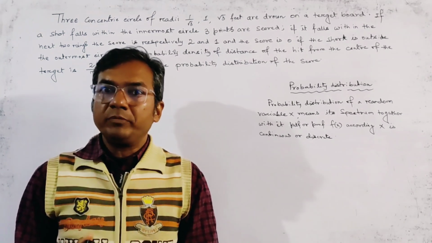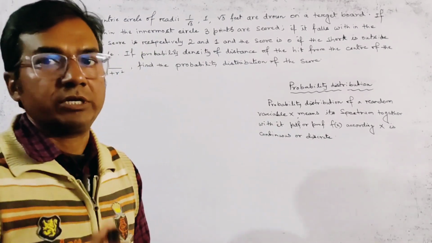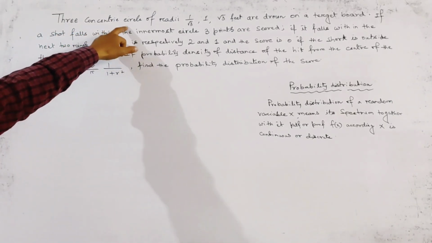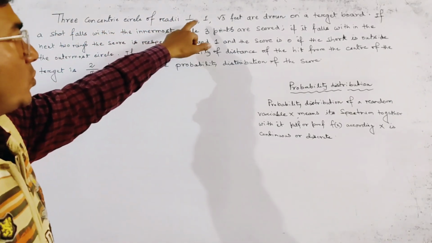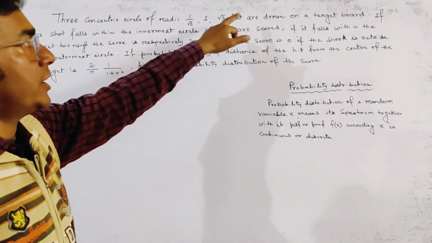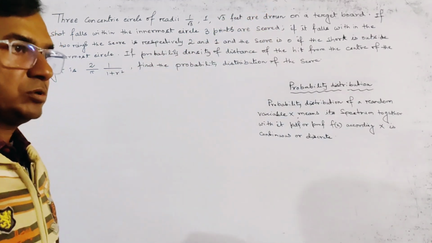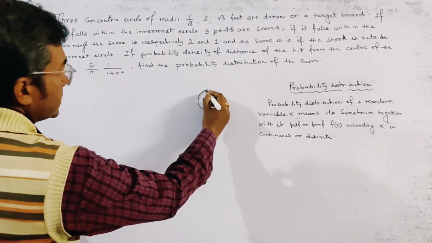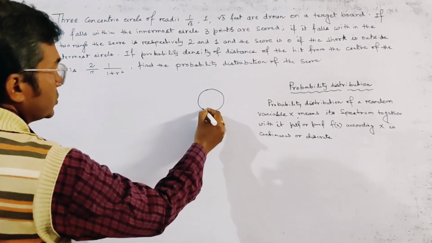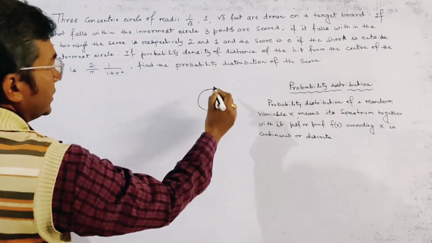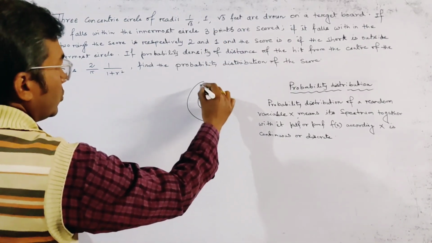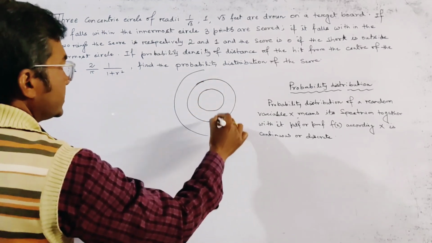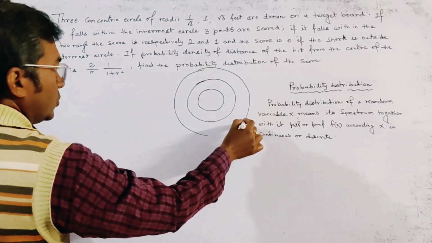An important problem from probability distribution, and the problem is: three concentric circles of radii 1 by root 3, 1, and root 3 feet are drawn on a target board. Okay, we first draw three concentric circles. This is the first, whose radius is 1 by root 3 feet, and this is the second, whose radius is 1 foot, and this is the last, whose radius is root 3.